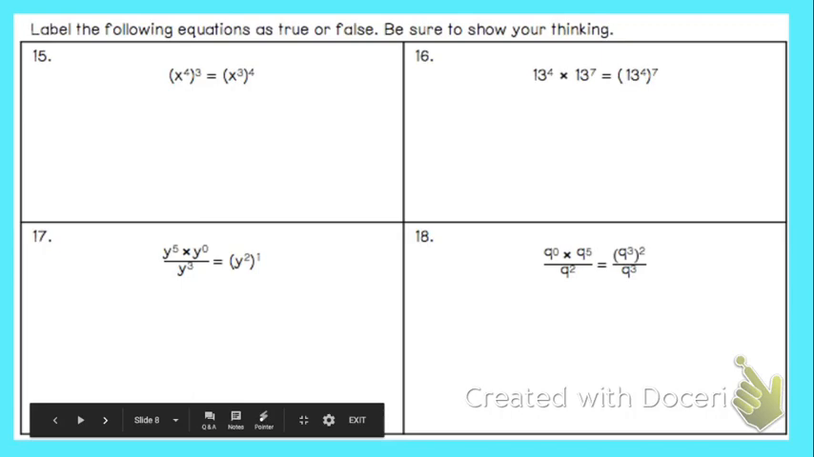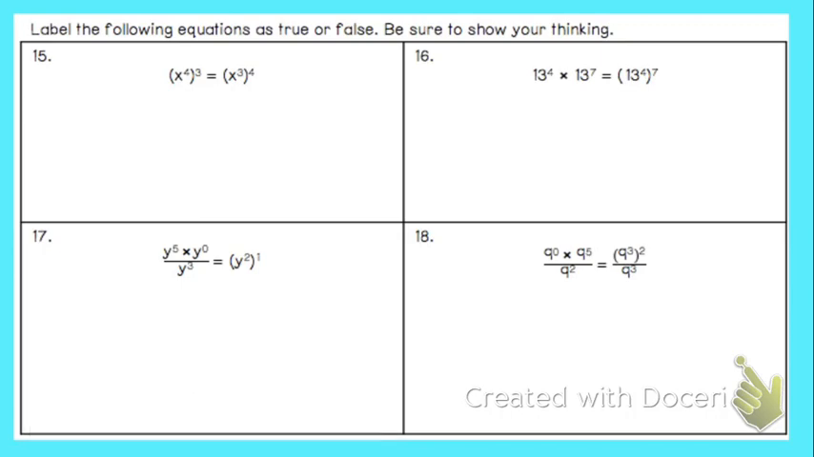Okay, so 15 says label the following equations as true or false. Be sure to show your thinking. So on 15, 16, 17, and 18, you need to apply the exponent rules that you've learned, and you need to see if they are going to be equal to each other.